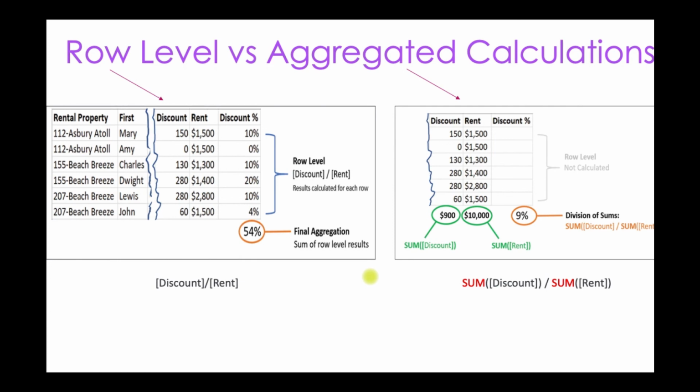So depending on all these requirements and situations, you first need to take a call whether you want the row level calculation to be performed first and then some sort of aggregation, or you want some sort of aggregation to be performed first and then any type of operation on your data. So these were the key differences between row level and aggregate calculation.